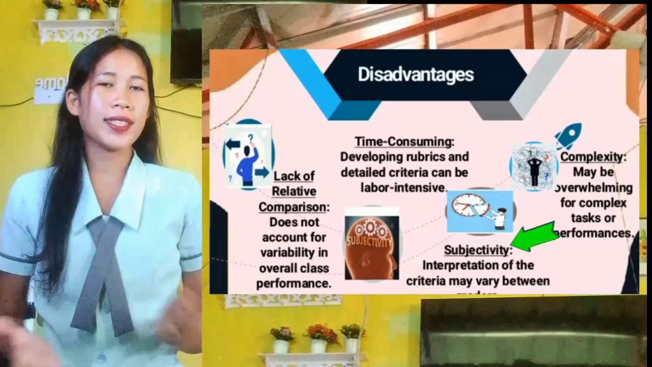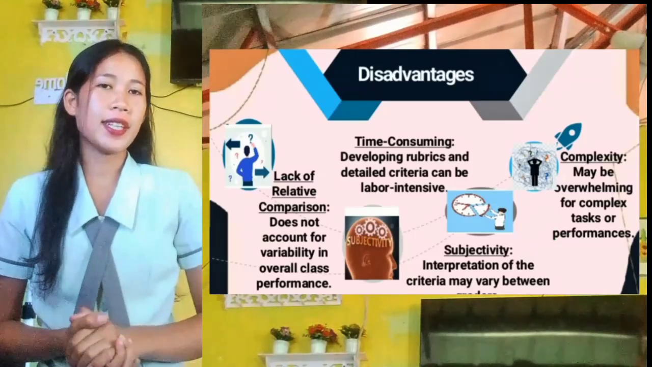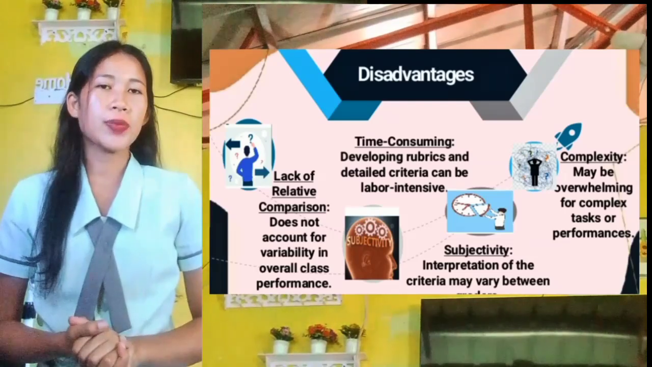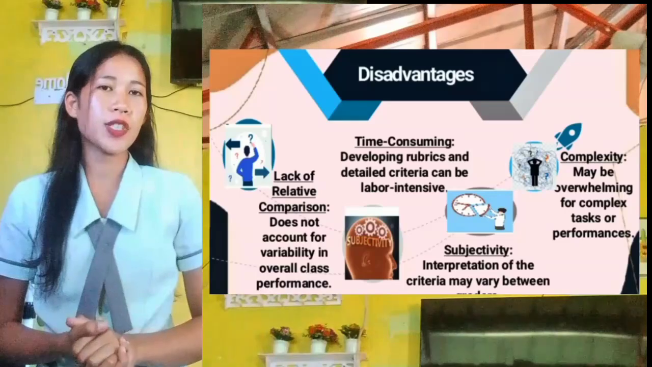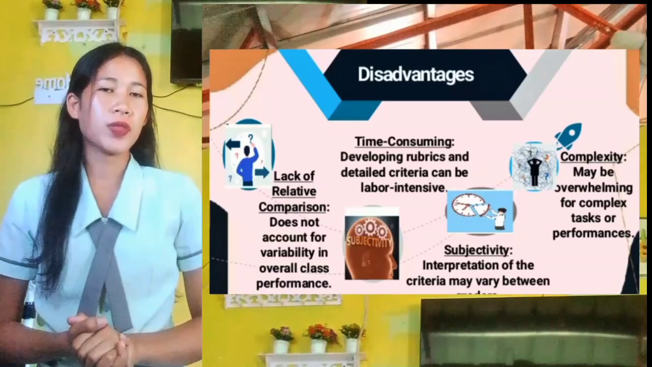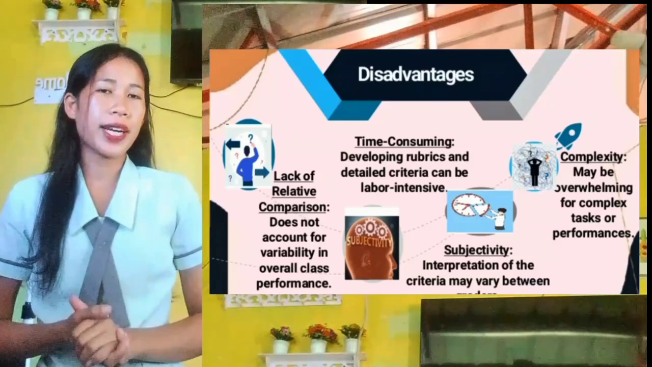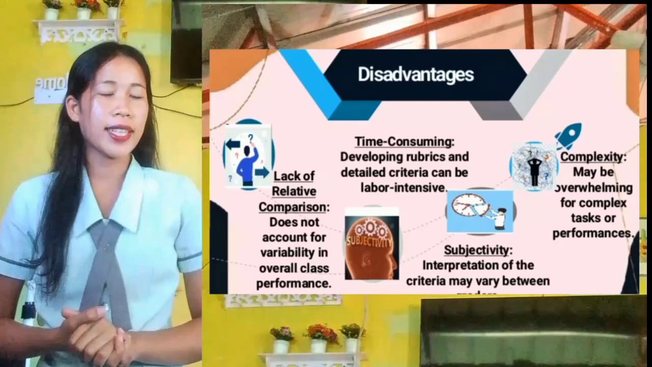And the third one is subjectivity. Finally, there is an inherent subjectivity in the interpretation of rubric criteria. Different evaluators may have varying interpretations of what constitutes a specific level of performance, which can lead to inconsistencies in grading. This subjectivity can undermine the objective nature that rubrics are intended to promote.